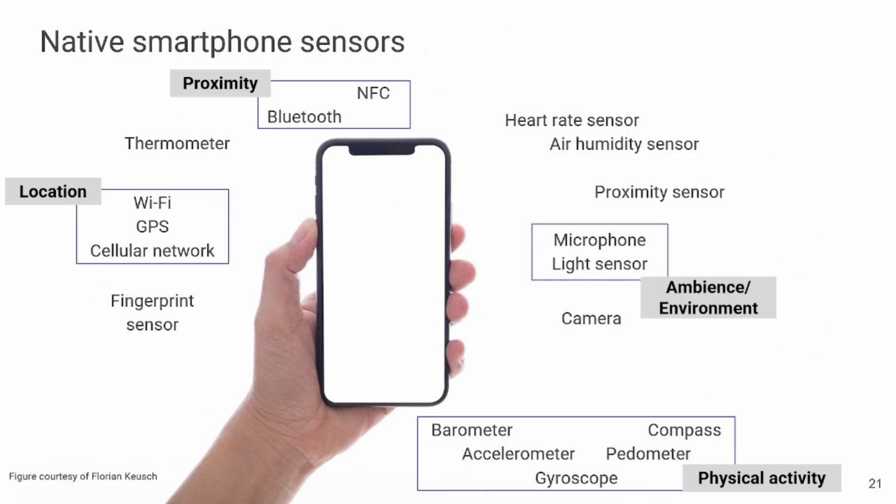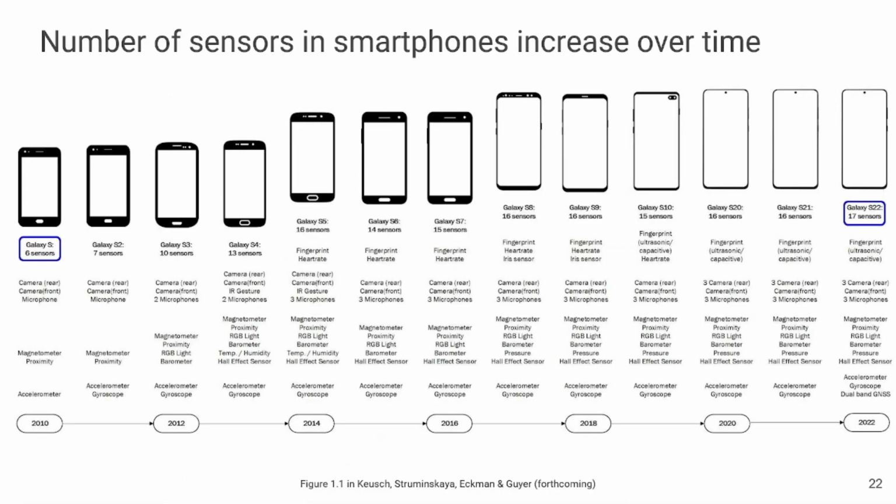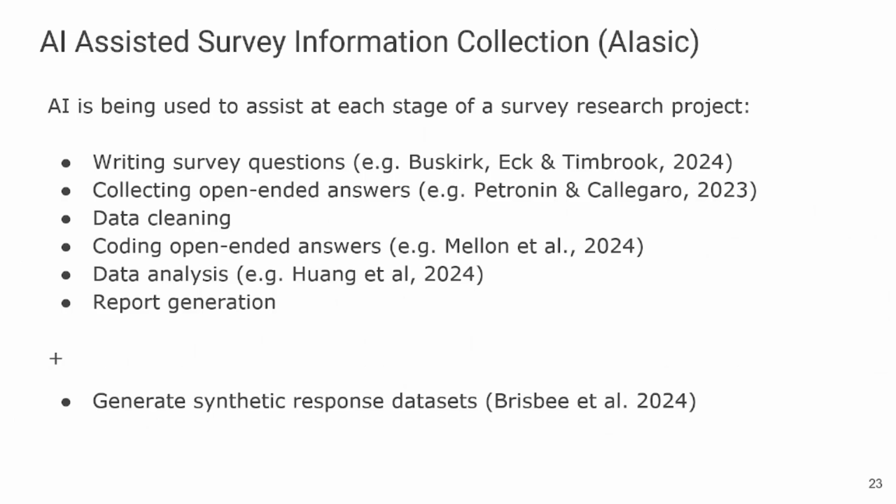Look how many sensors there are. I stole this slide from Florian, obviously, just in a phone. And look how the number of sensors on the Galaxy phones, one of the most sold Android phones, went from 6 sensors in 2010 to 17 in 2022, and I don't know the latest number in 2025.